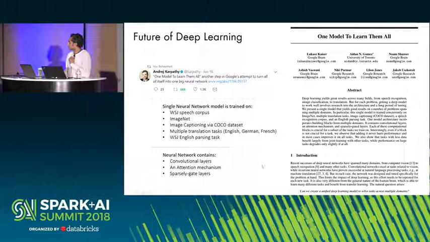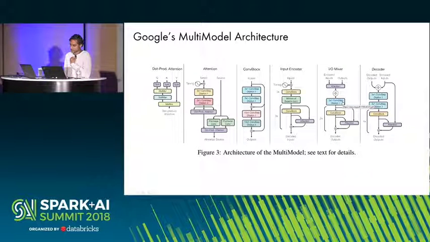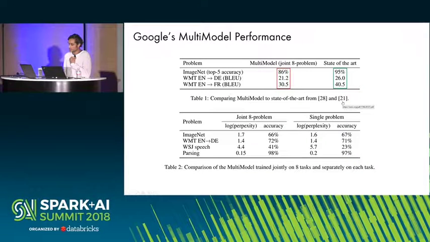This neural network has convolutional layers, an attention mechanism like from an RNN, and sparsely gated layers. This is what the architecture looks like. It has some funky things in it. And this is just performance that kind of blew me away. On ImageNet, it gets 86% accuracy. State of the art is like 95% when the paper was published. This is translation from English to German. So it gets pretty close to state of the art. This is English to French.